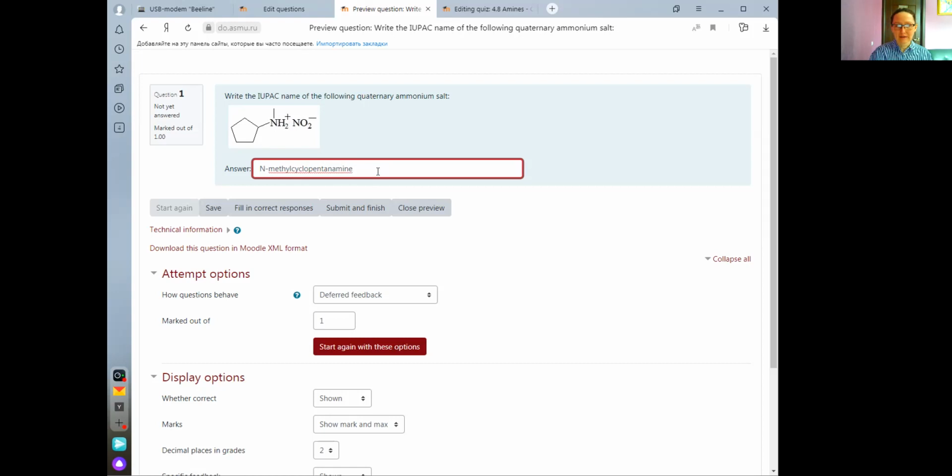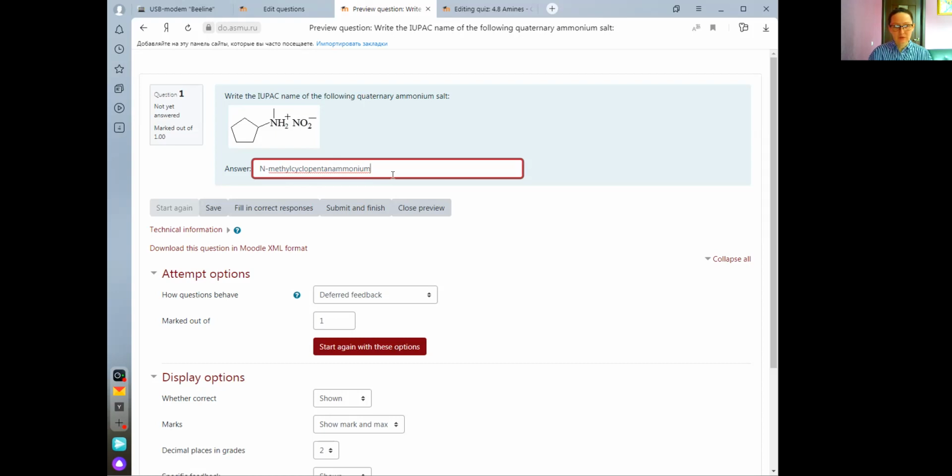So amine will be transformed to ammonium. If you have aniline as the parent chain, it will be anilinium. If you have pyrrolidine as the parent chain, it will be pyrrolidinium. Imidazole, imidazolium, and so on. So, the name of our cation is 2-methyl cyclopentane ammonium.